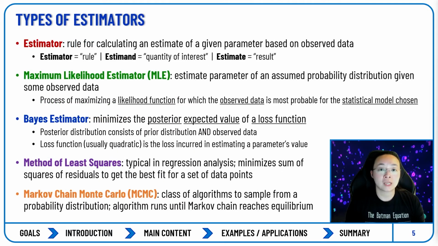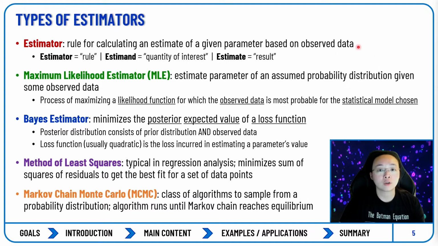So the question now is, how can we find these estimates and these values for our parameters? We have to use something called an estimator. The best analogy for this is what kind of rule or function can we apply to give us an output from some input. An estimator is some rule for calculating an estimate of a given parameter based on observed data. So our observed data is our input, and our estimate is our output or our result.